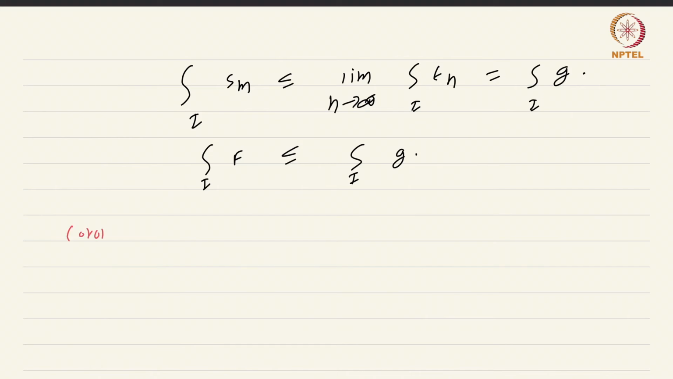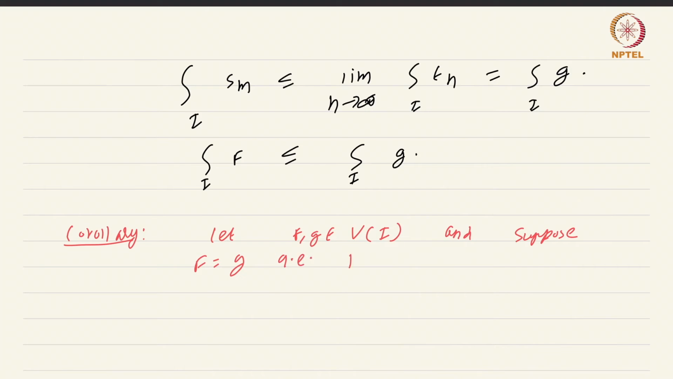An easy corollary of this is something that you might have anticipated already. Let f, g be upper functions on the interval I, and suppose f is equal to g almost everywhere. Then the integral over I of f is the integral over I of g.